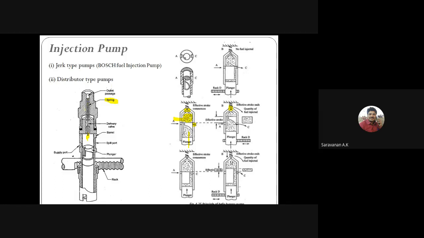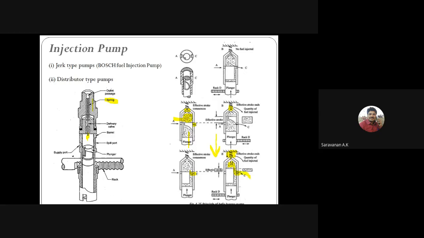If the pressure is reduced, slightly the spring closes the valve. At that time the plunger moves in a downward direction, and here some opening happens. So the excess pressure, the high pressure, goes to the combustion chamber, and the remaining low pressure spills out to the tank.